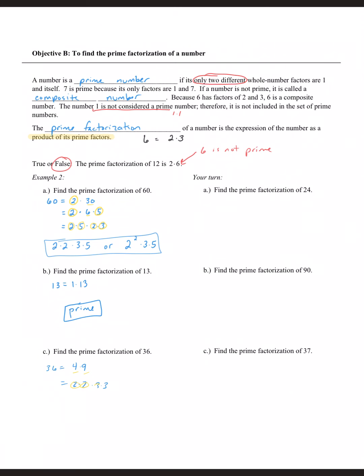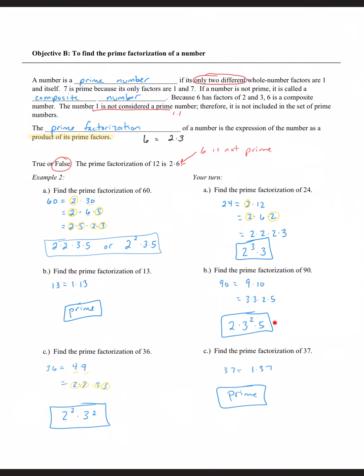Now everything here is prime, so therefore I can have 2 squared times 3 squared. And if I'm answering with 2 squared times 3 squared, I want to type it in my calculator just as I'm writing the answer, just to make sure I don't have any mistakes. And when I type this in, I'm getting 36, so I know that is the correct prime factorization. Now what I'd like you to do is try the 3 your turn problems. When you're finished, unpause the video and check your answers with mine.